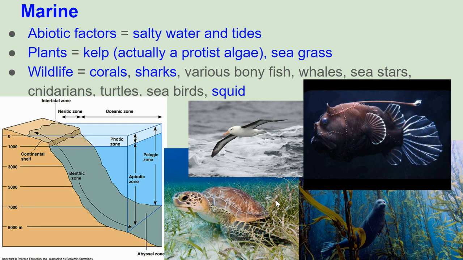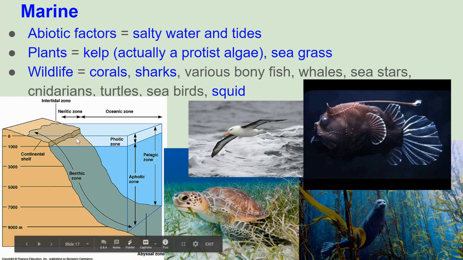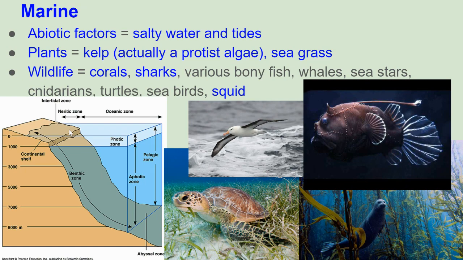The wildlife includes corals, which remember are not a plant, they're an animal. Also, sharks, various types of fish like this anglerfish, whales, sea stars, cnidarians, which are jellyfish, turtles, seabirds, and squid even live there. If you're looking at the marine biome, there actually are different areas of the marine biome, and you could get more into that if you were to go study marine biology.